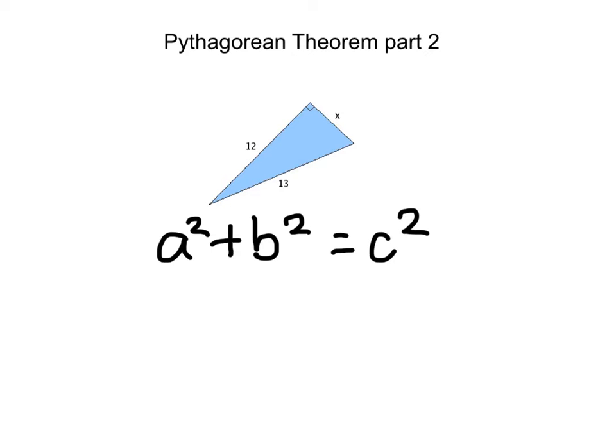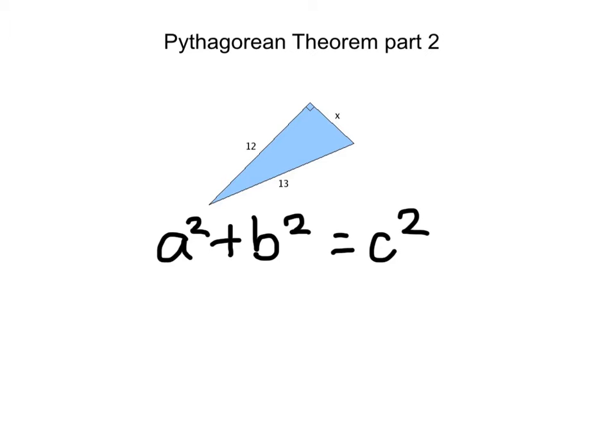Remember that a and b represent the legs of the right triangle. In other words, the two sides that if you made a square out of their lengths would be the two smaller squares. And then c represents the length of the longest side, and to find the area of that side you would need to square it.